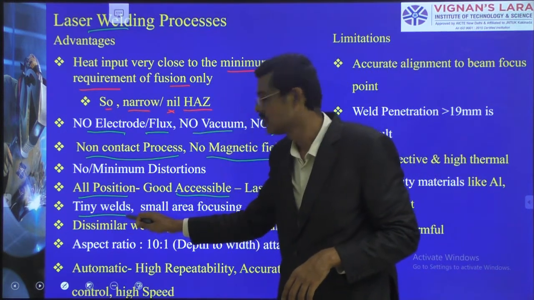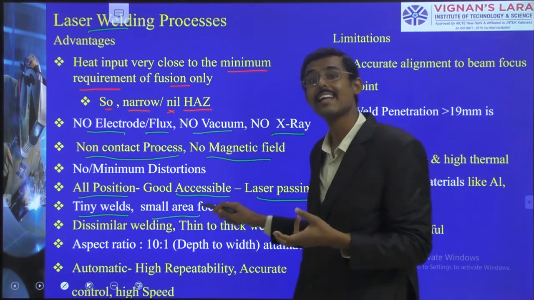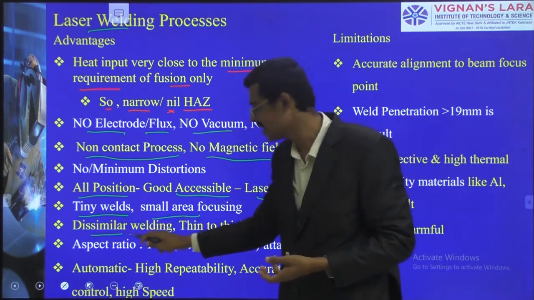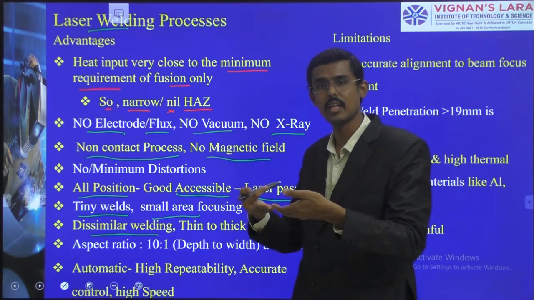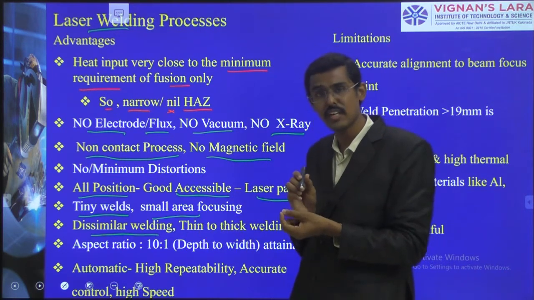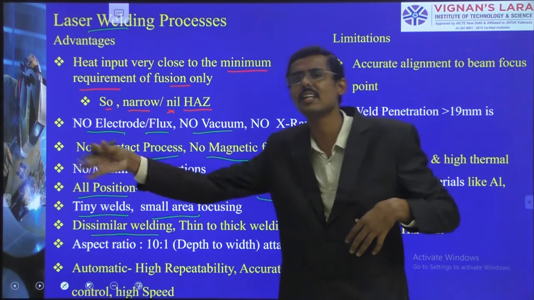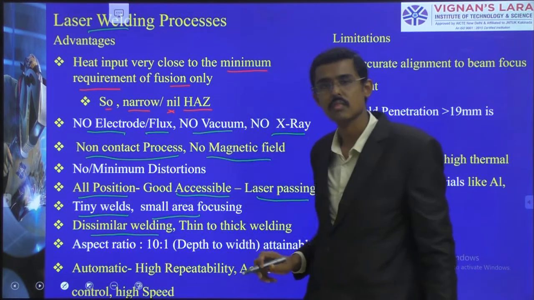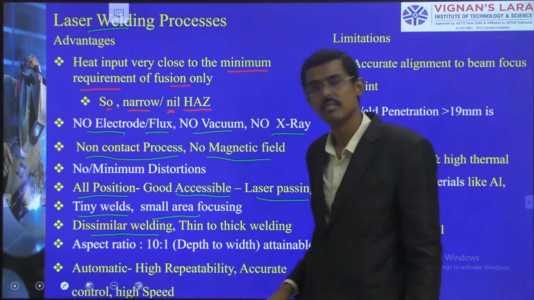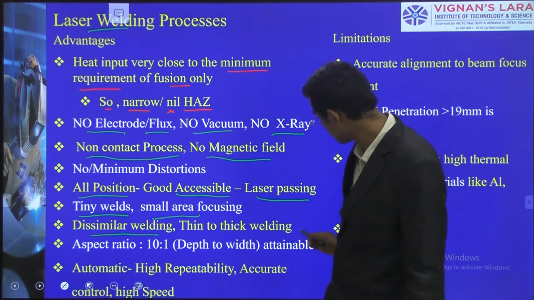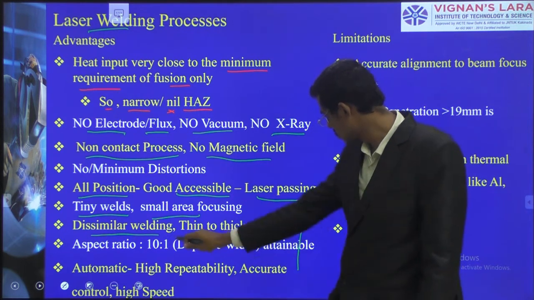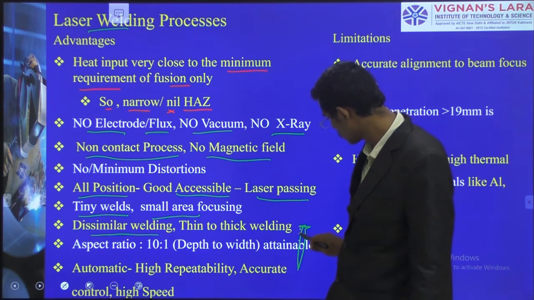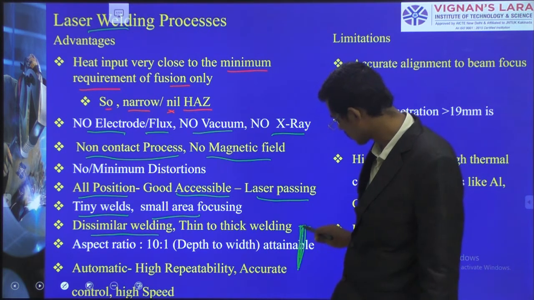Tiny welds can be done, small areas can be done, and thick areas also, so from tiny to thick. That is dissimilar welding. Any dissimilar materials we can join, because the heat is intensified at a specific point and does not melt the remaining part. Aluminum is also possible to weld. The aspect ratio is 10 to 1, meaning 10 is depth and 1 is width. So we can show the keyhole welding process.